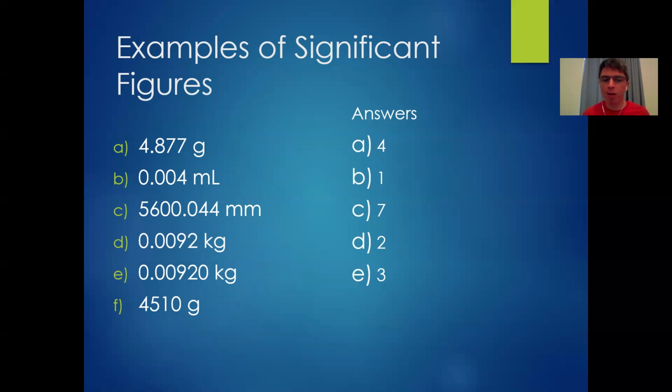Last one, 4510 grams. 451, all of those count. We've got a 0, things get a little messy. It is a trailing 0, because it's after our last non-zero digit.